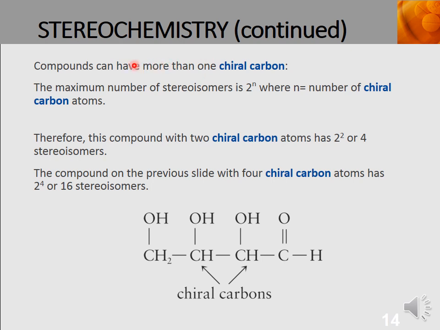Stereochemistry compounds can have more than 1 chiral carbon. The maximum number of stereoisomers is 2 power n, where n is the number of chiral carbon atoms. Therefore, this compound with 2 chiral carbon atoms has 2 power 2, or 4 stereoisomers. The compounds on the previous slides with 4 chiral carbon atoms have 2 power 4, or 16 stereoisomers. Here you can see that there are two chiral centers, so it contains 4 stereoisomers, and there is the possibility of formation of 4 stereoisomers.